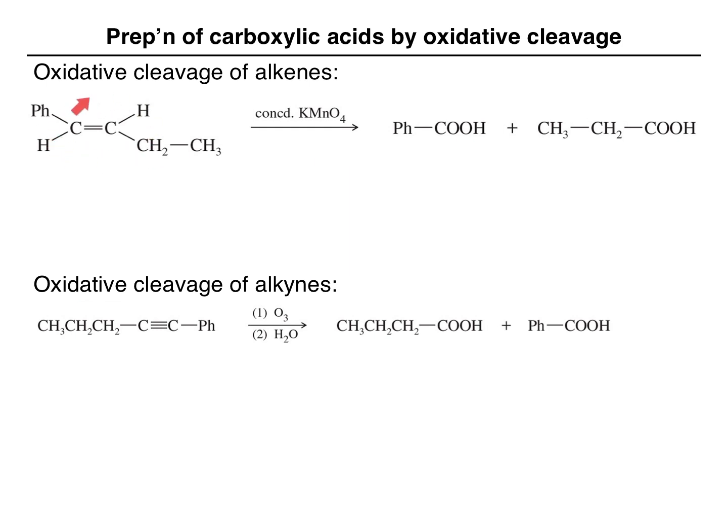There are a few ways that carboxylic acids can be prepared by oxidative cleavage. If you have an alkene in which the alkene carbon has at least one hydrogen, then treatment with concentrated potassium permanganate is going to give a carboxylic acid. For this particular example, the alkene is cleaved here. This carbon becomes a carboxylic acid carbon, and this carbon becomes this carboxylic acid carbon.